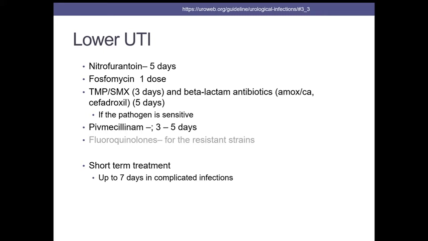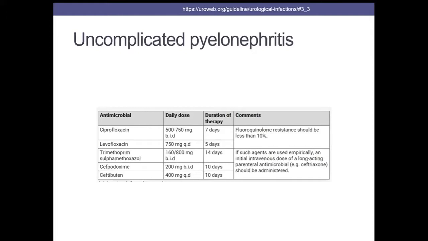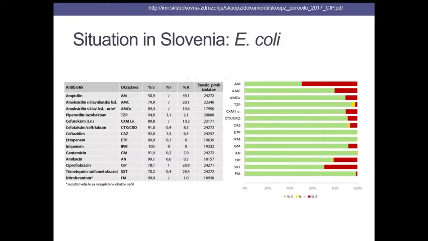In complicated infections, you treat up to 7 days. In uncomplicated pyelonephritis, the Urological Society advises using fluoroquinolones for 7 days if the resistance is less than 10%. If you are using trimethoprim-sulfamethoxazole or third-generation cephalosporins perorally, you have to start with a first dose of a long-acting parenteral antimicrobial like ceftriaxone.